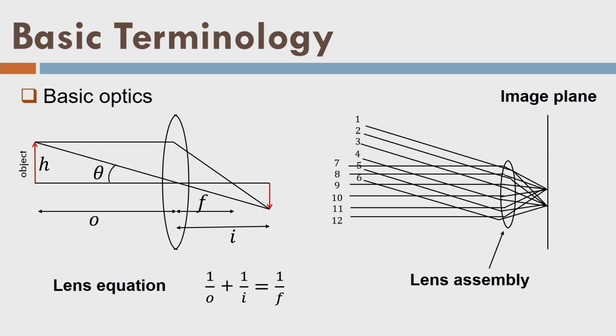Now let us look into the basic terminology of the camera. First thing is the basic optics we have here. Let us say that there is an object which is imaged here. There is a lens assembly here, and then it is imaged invertedly here.